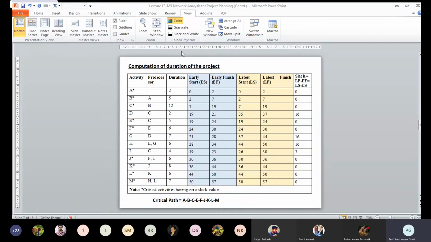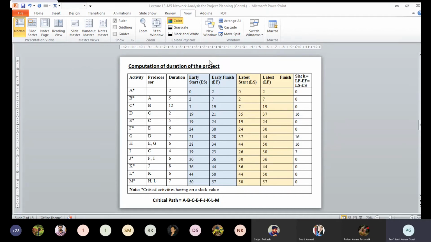For each activity, this activity starts with an early start of 0, and since it takes 2 weeks, the early finish is 2. In this calculation, the blue shaded columns are calculated during the forward pass and these two are calculated during the backward pass. Similarly, as soon as you complete activity A, you can start job B. So the early start time is 2 and it will take 5 weeks.